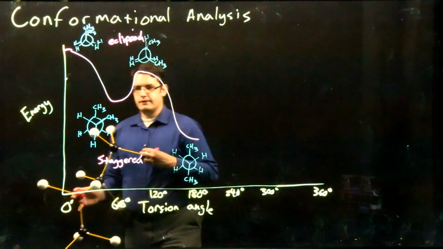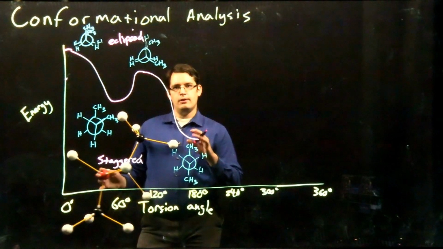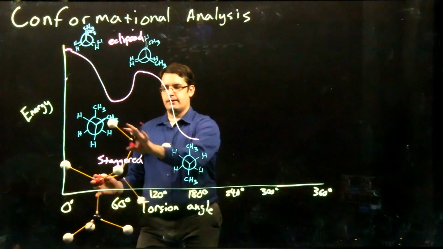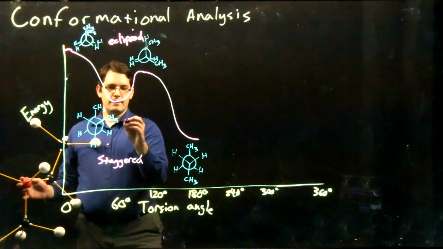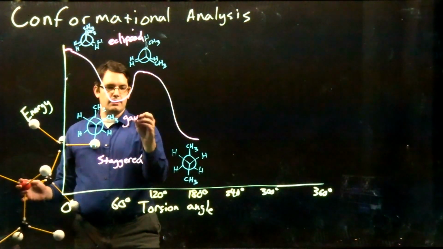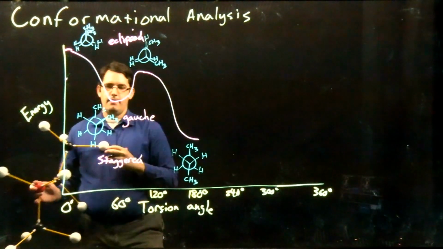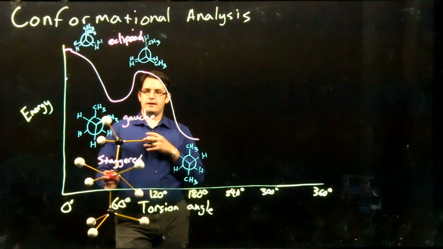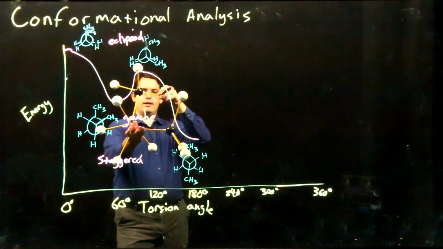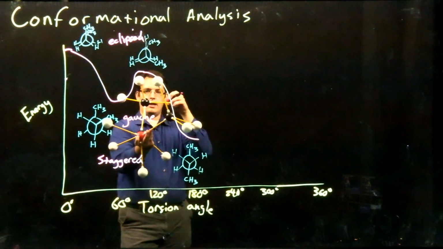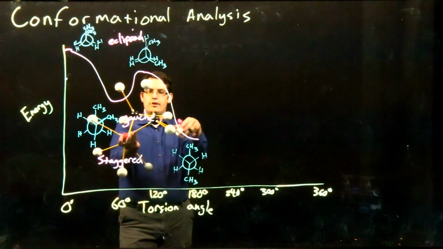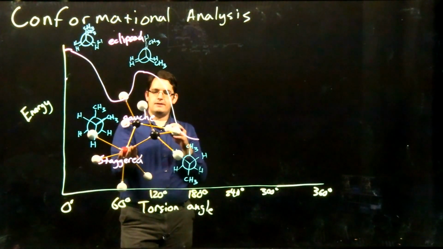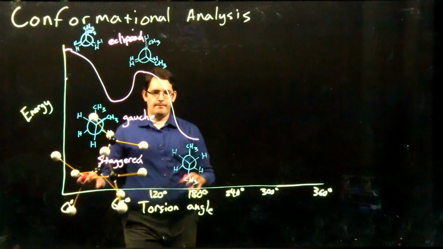And we're actually going to use a couple of new terms in order to refer to these different unique staggered states. So this one at 60 degrees, we're going to refer to as gauche. So gauche refers to our 60 degree staggered, where it's still staggered, so it's still a good conformation, but we still have our large groups, our carbon methyl groups, relatively close to each other.